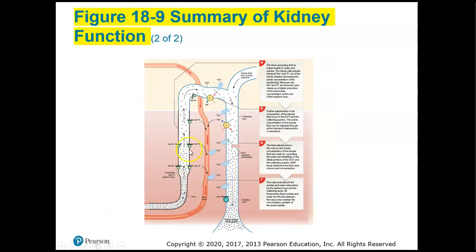And then as it moves up the ascending limb, the opposite happens. No water can leave, but solutes are able to be pumped out. So you end up with a less concentrated volume at the top of the loop. It's very concentrated at the bottom of the loop, less concentrated at the top. Then it moves to the DCT, where mostly there are adjustments being made, some secretion from the blood back into the urine. Particularly this involves water, potassium, and sodium ions.